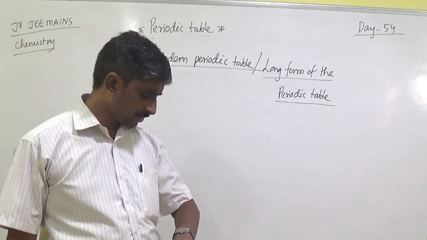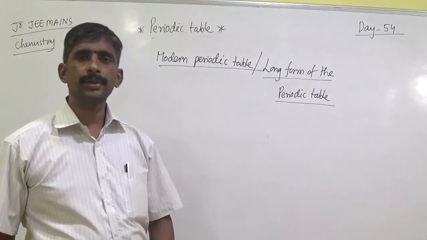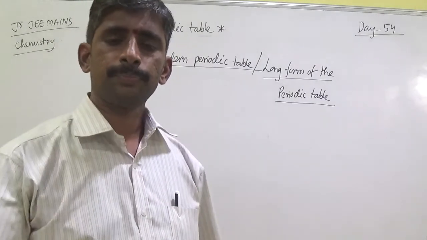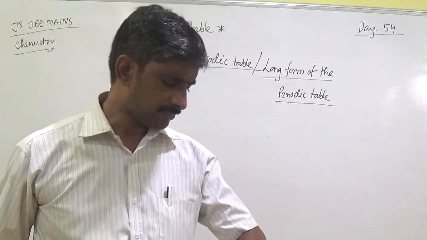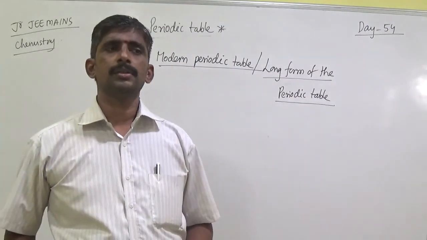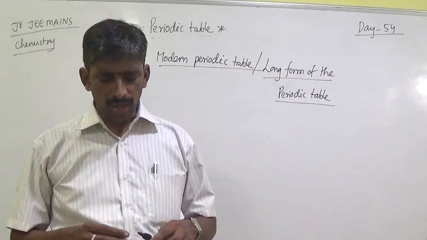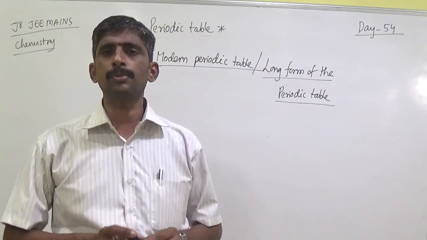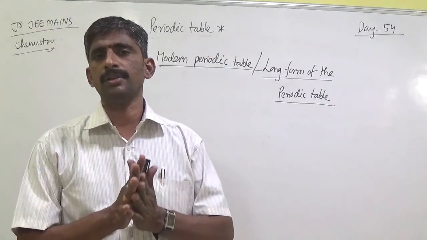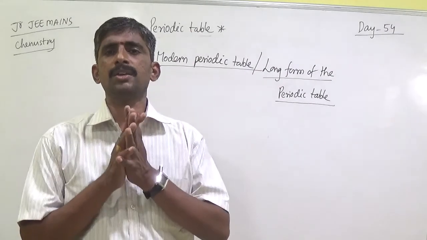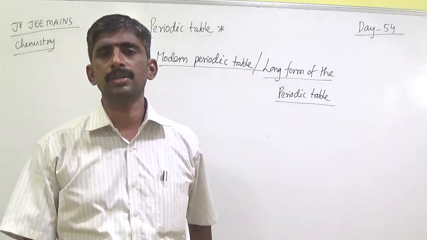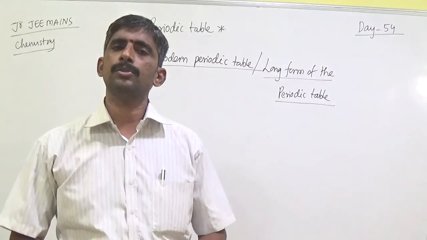Okay, my dear students, up to today is enough. Tomorrow I will give more information about the modern periodic table: 7 periods, 18 groups. Today is enough. The remaining points I will explain tomorrow.